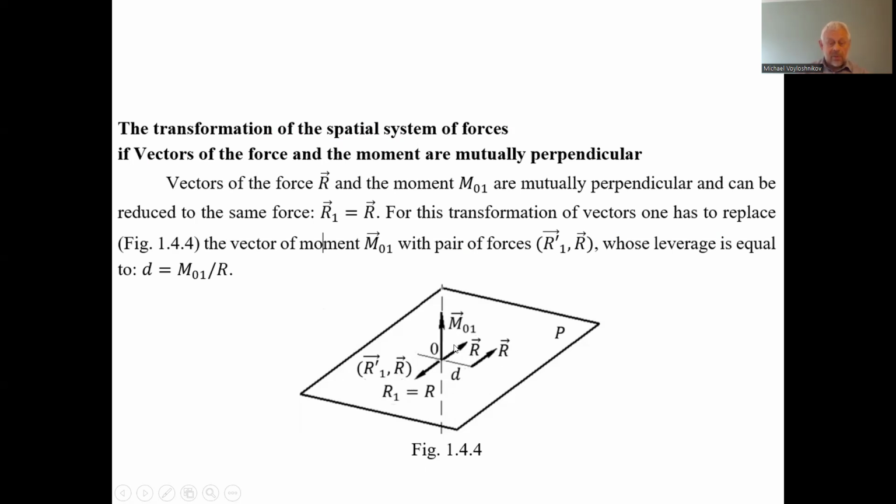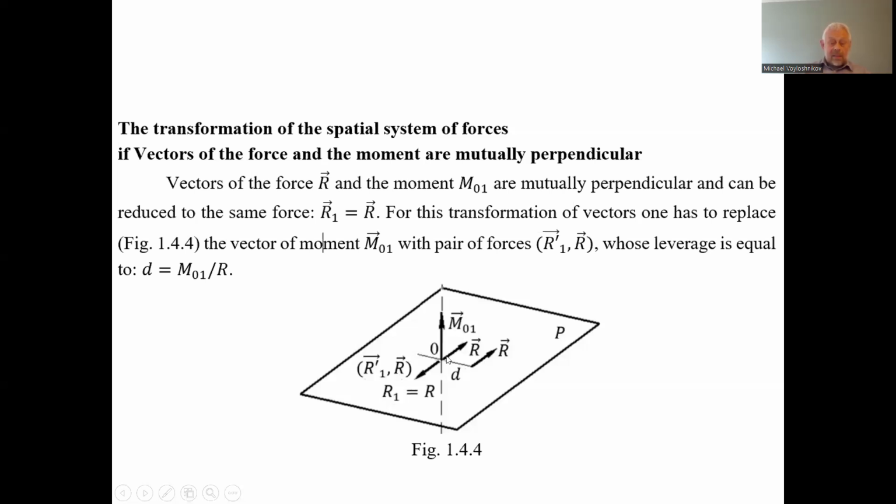How to do that? First we have to determine the arm D between the point 0 of application of the force and the specified moment. And this arm is found if we specify the force R stroke 1 to balance the assigned resultant. So we can find the arm D by dividing the magnitude of the specified moment M01 by the magnitude of the force R. So we can find the arm D and the point of application of the force R.